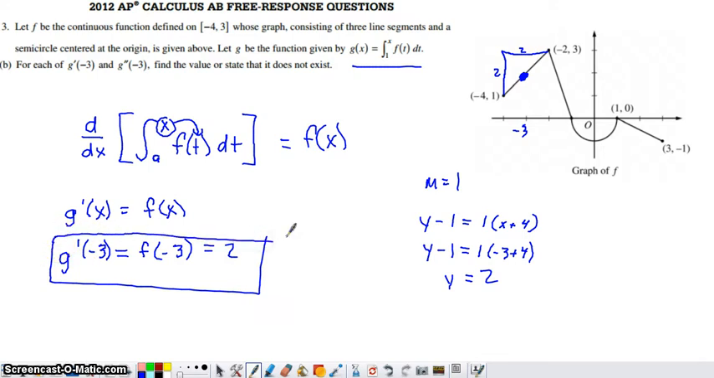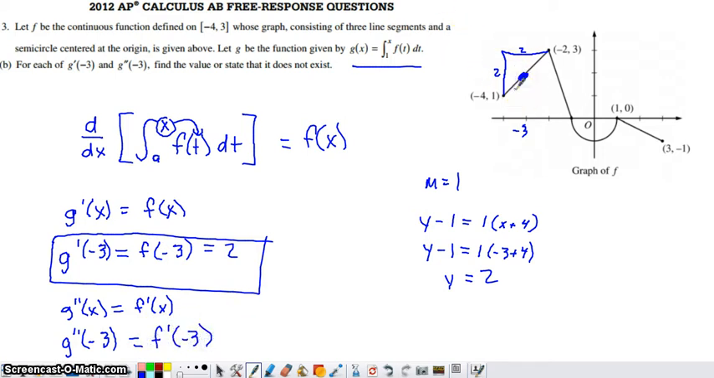We also want to know what g double prime of negative 3 is. Before we can find g double prime of negative 3, we need g double prime of x. Well, here's g prime of x. Just take a derivative of this, and there's g double prime. So the derivative of f, is f prime. So g double prime, the second derivative of g evaluated at negative 3, is going to correspond to f prime of negative 3. Well, what's f prime of negative 3?